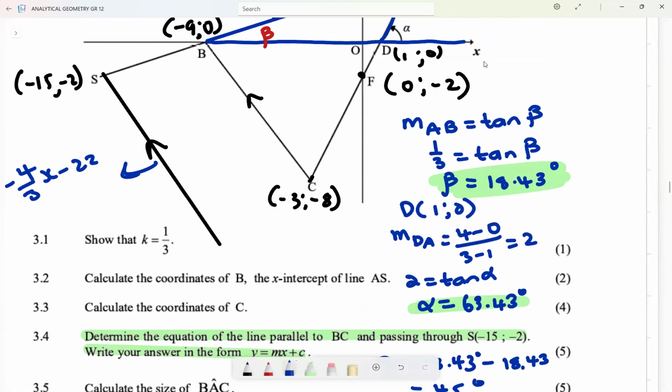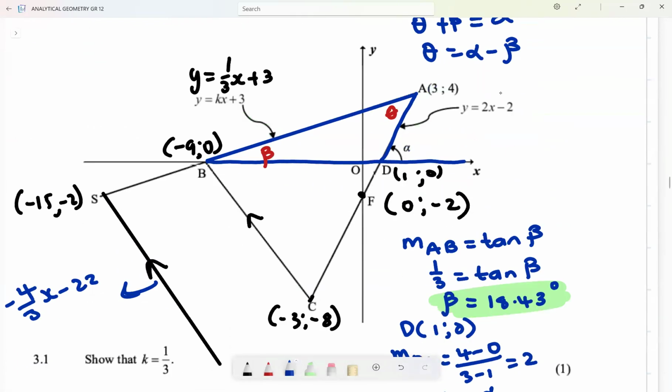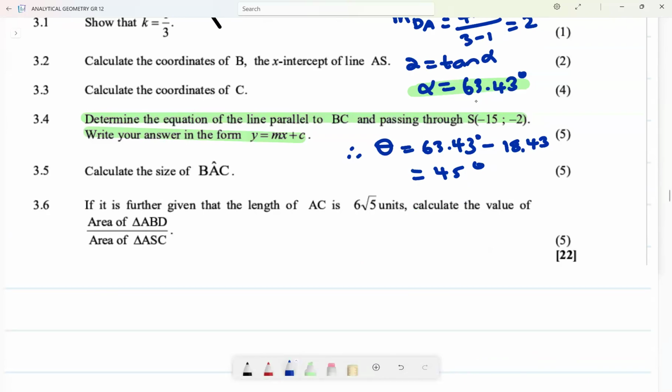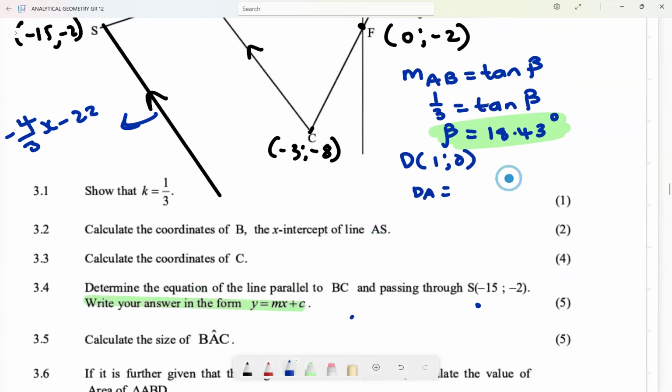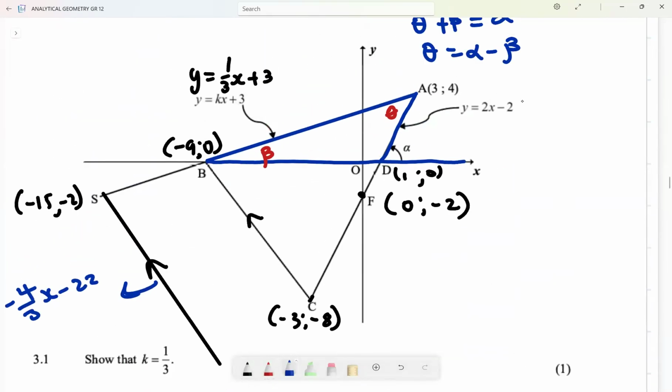So that's that, guys. Every time you want an angle, try to see if there is a triangle. I'm going to erase everything here. Let me see what the follow-up question is. It needs enough space, if it is further given.